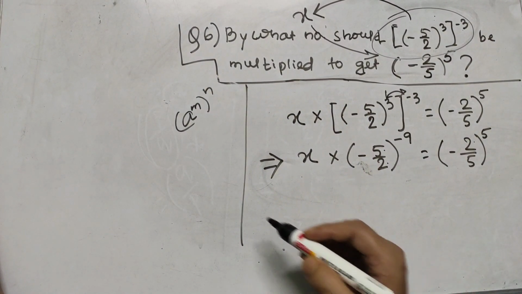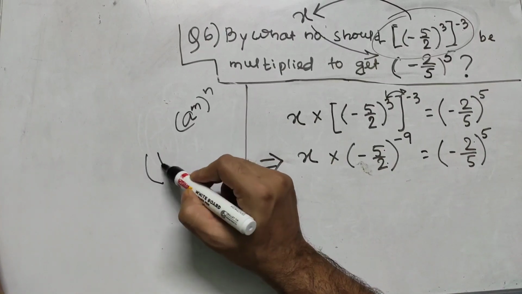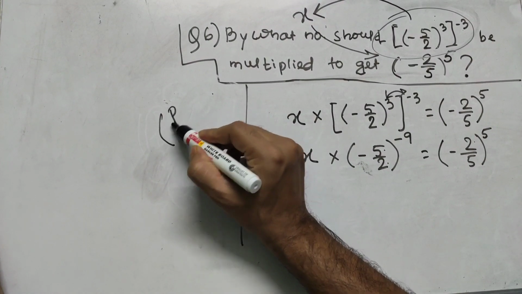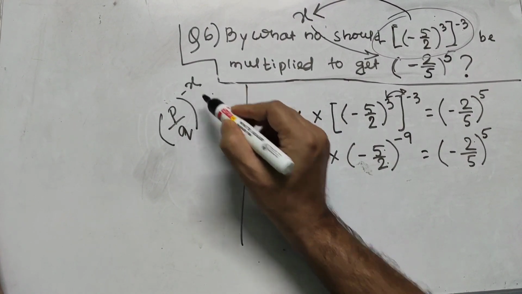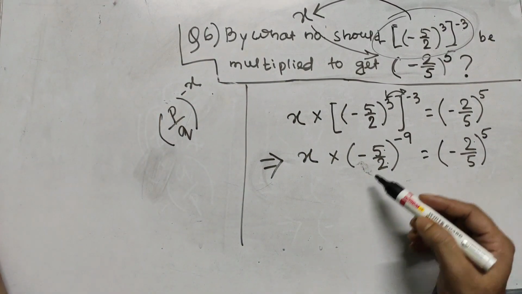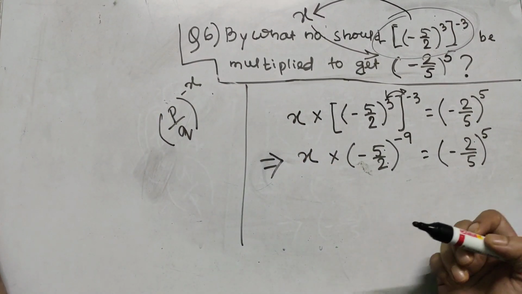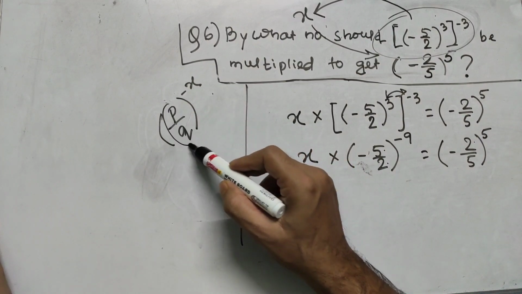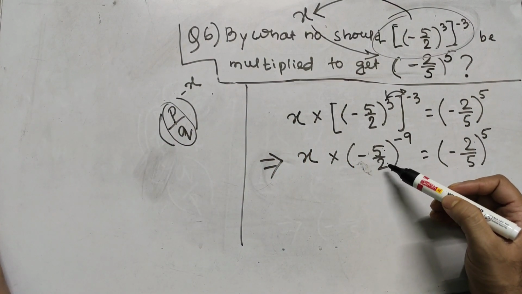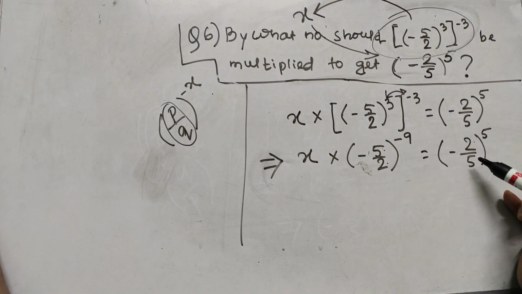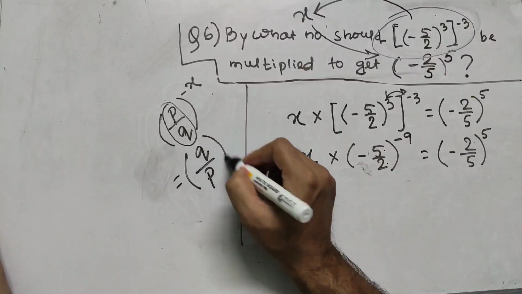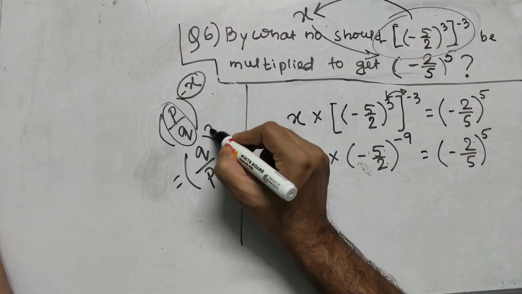Suppose we have p by q to the power minus x, like we have in place of p we have 5 and in place of q we have 2. The negative sign is not going to make a difference, so let's ignore that. So when we make the reciprocal of it, we have to make the reciprocal of 5 by 2 in order to get 2 by 5. So if I write q by p, this negative exponent will become positive.